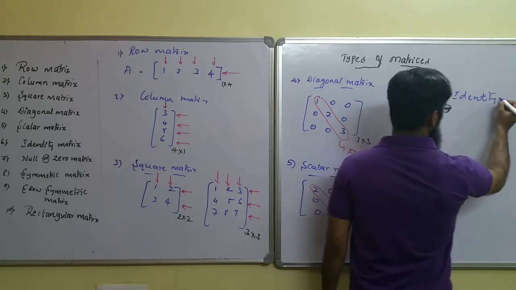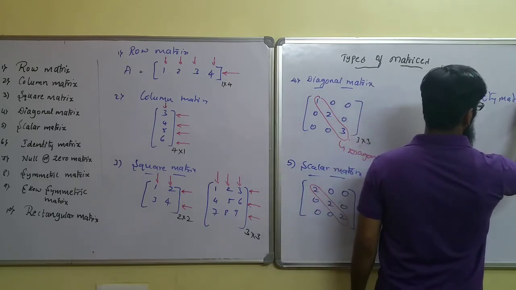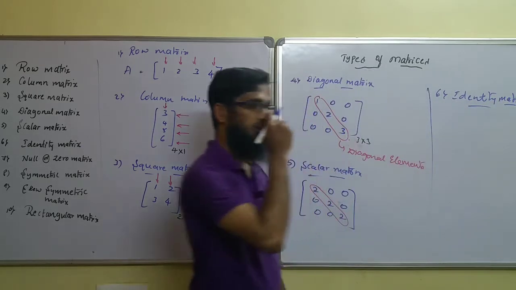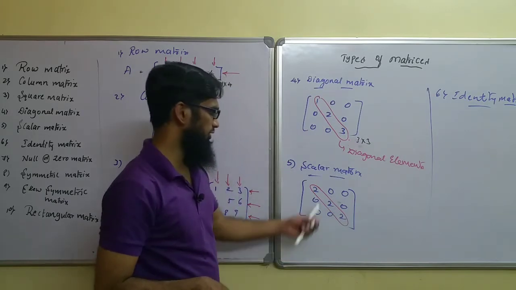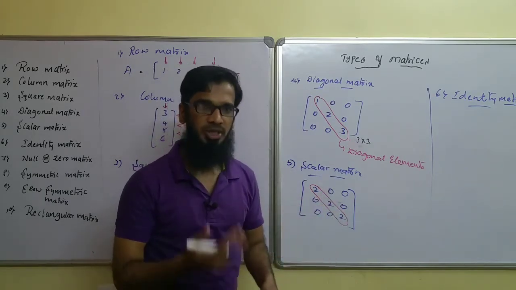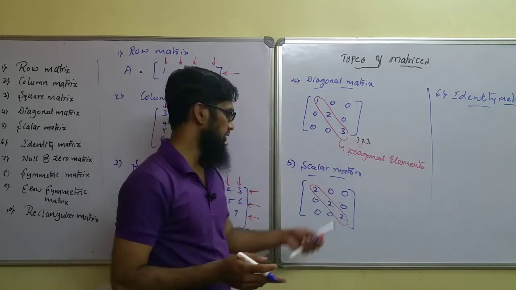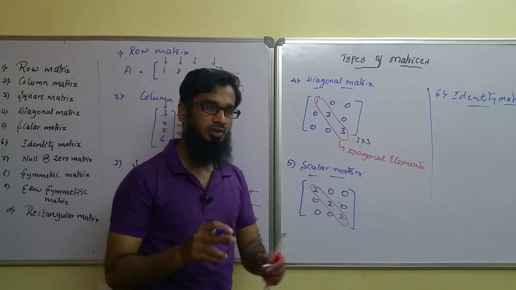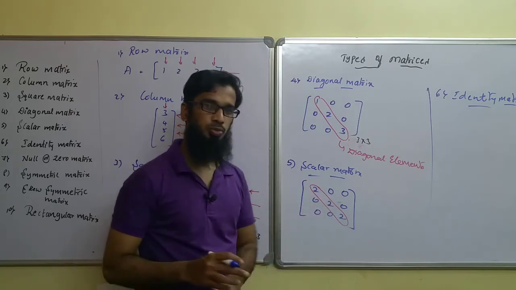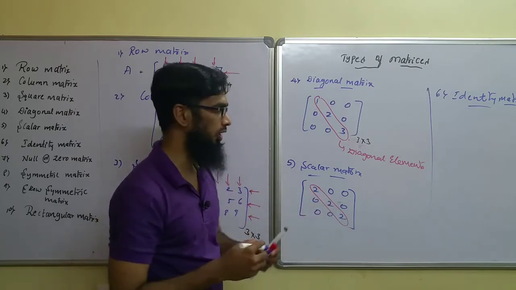So we'll go for the identity matrix. Identity matrix means it is, as usual, a scalar matrix itself. The identity matrix is called a scalar matrix, but the only thing is that the diagonal elements should be only one, that is, unity.